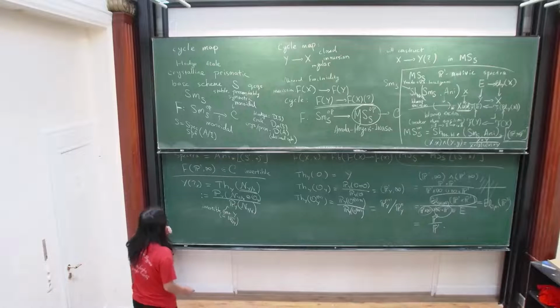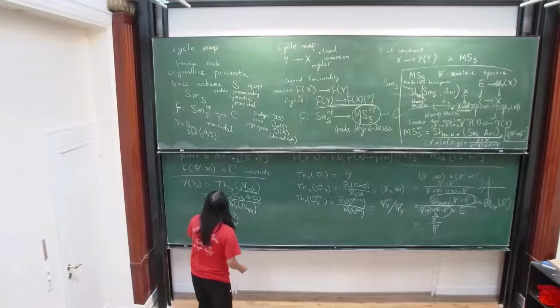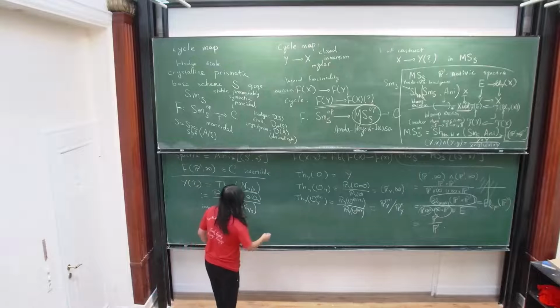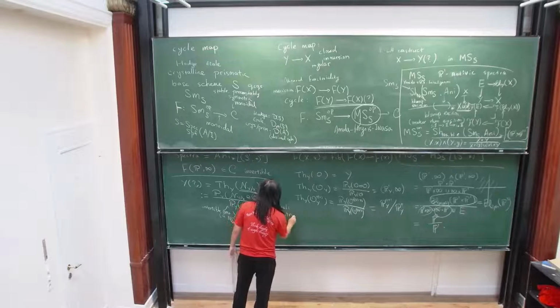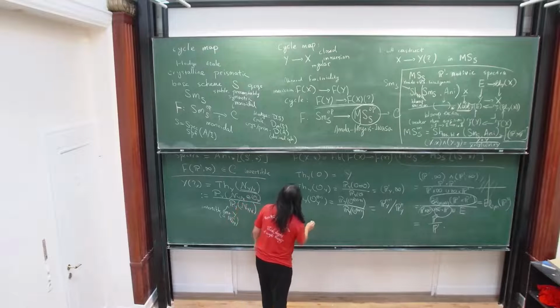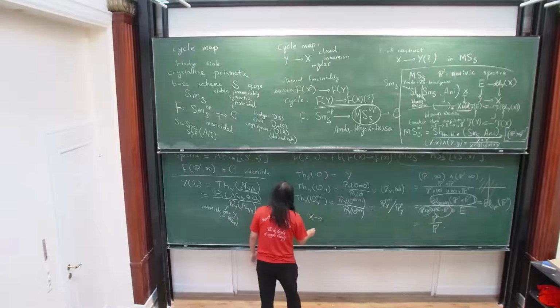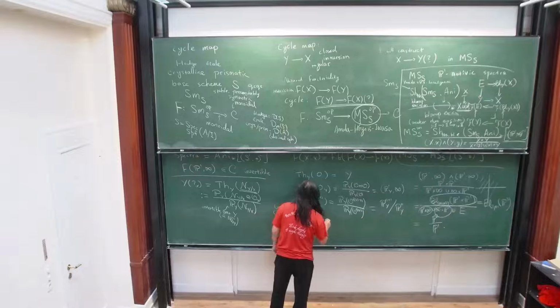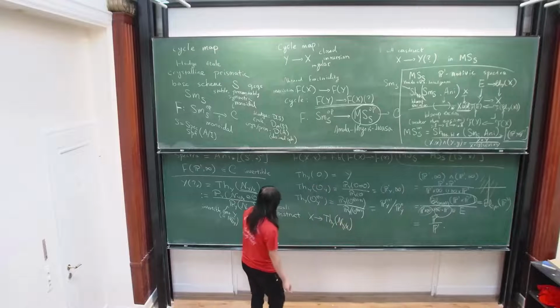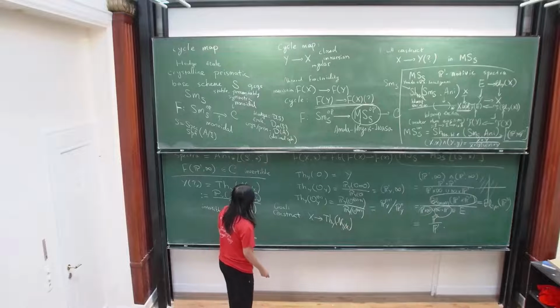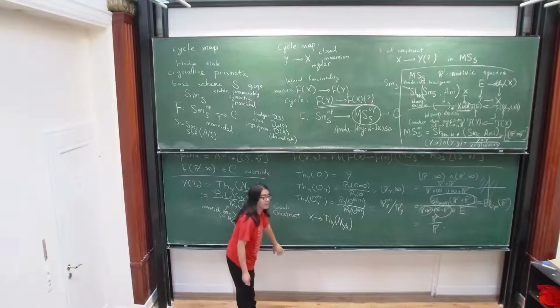So you can also, yeah, I will construct a map from X to this thing, Th_Y(N_Y/X). And you'll see, if you're in the topological setting.